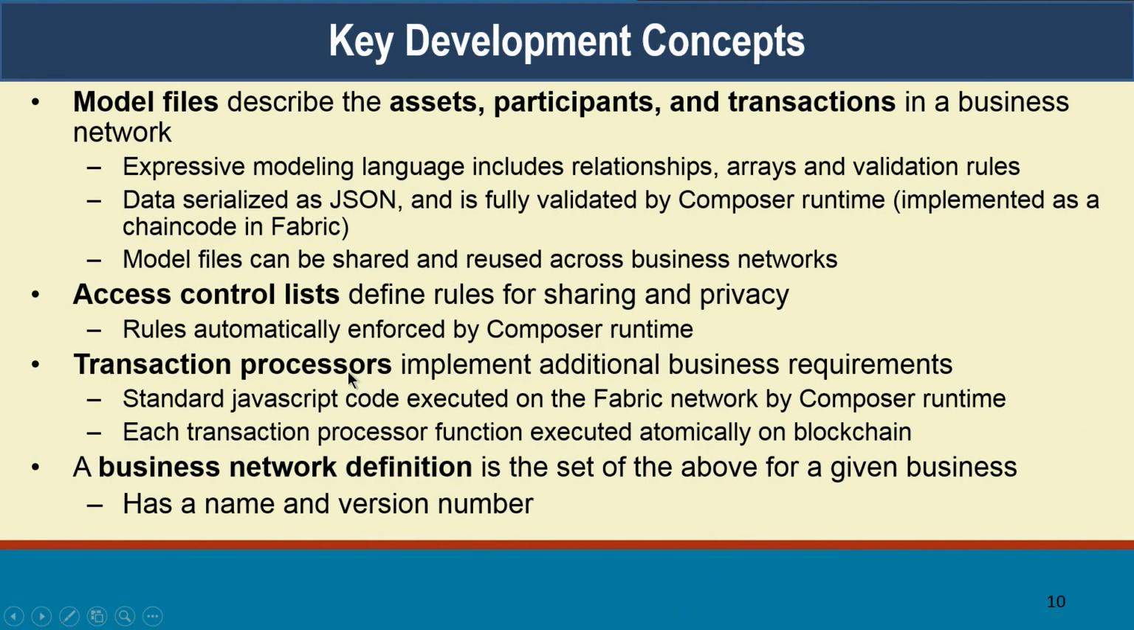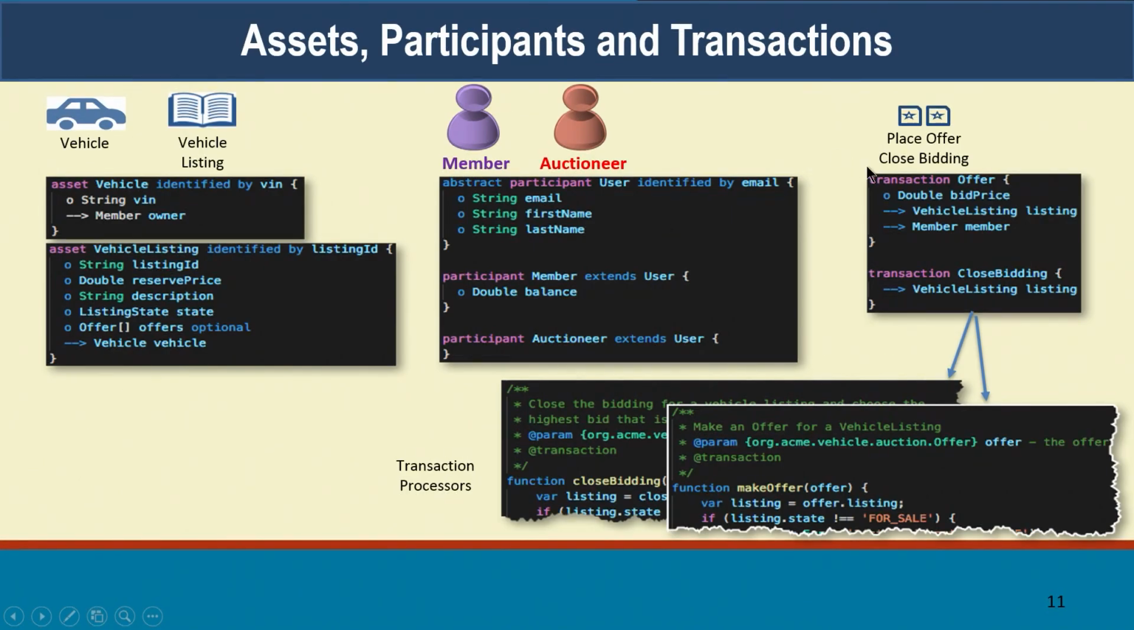The transaction processors implement the business logic, business requirements. It's standard JavaScript code, and it's executed again automatically on the blockchain when you're invoking those transactions. All these together form what we call a business network definition, right? It's called a BNA file, and all these are part of that. So here's an example again of the vehicle auction example itself to give you some idea of what each of these is going to be.